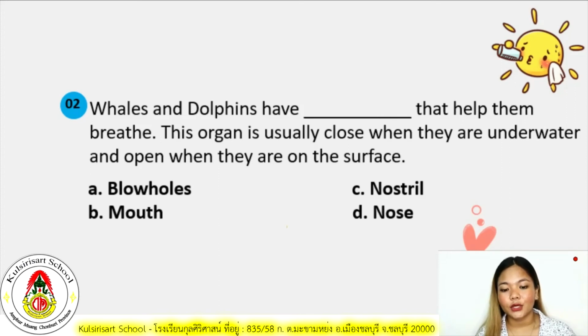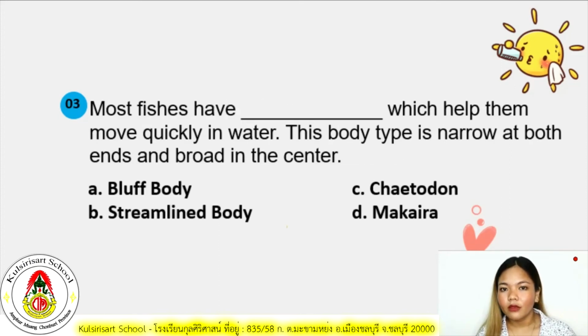Write your answer on your yellow book. Number 3, most fishes have blank, which help them move quickly in water. This body type is narrow at both ends and broad in the center.